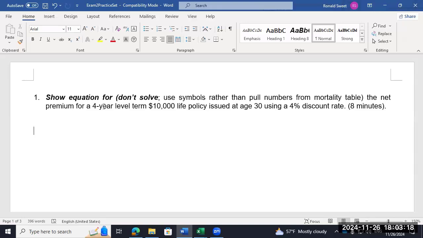All right, so these problems are pretty straightforward. You notice I'm not asking you to calculate anything here. I just want you to write the formula. So when you write the formula, I want to see D's. I don't want you to actually get the numbers. So it says use symbols rather than pull numbers from the mortality table. So don't go to the mortality table on this. Just use D's. So you'll use D30 instead of finding D30 in the table. I do want you to write out the 10,000 and the 4%. I'll give you a couple minutes to write this one out. Then you can see if you did it in the format I'm looking for.